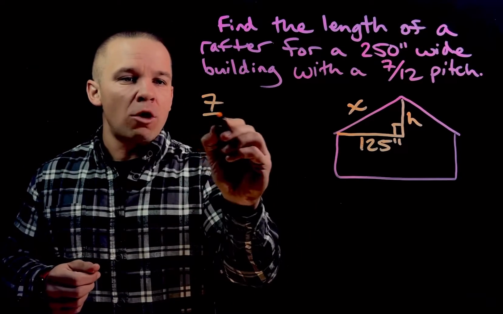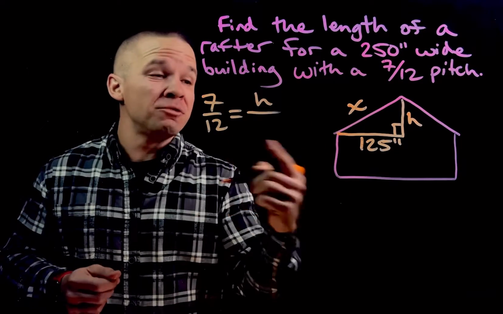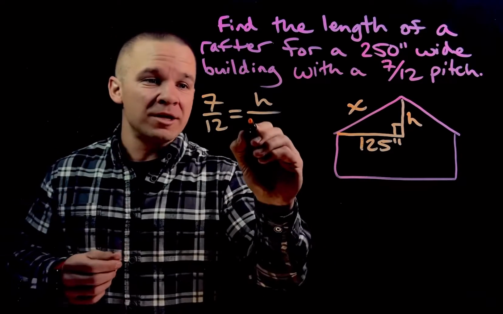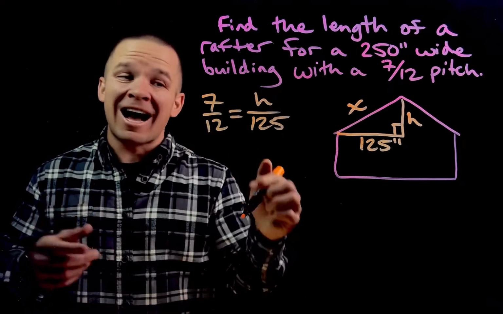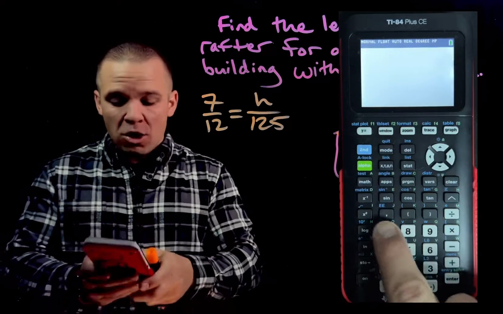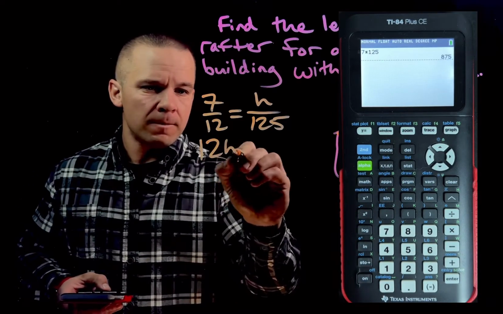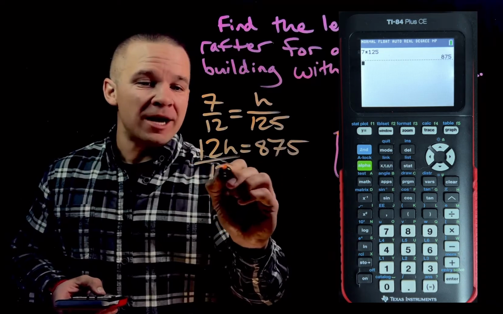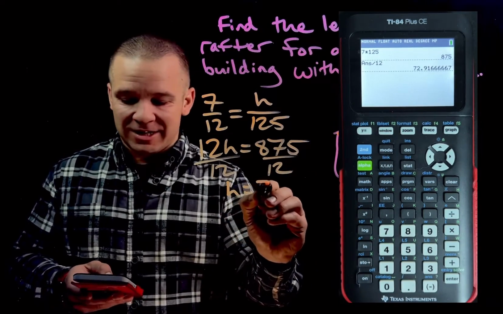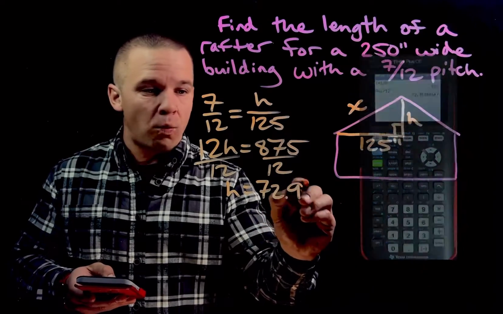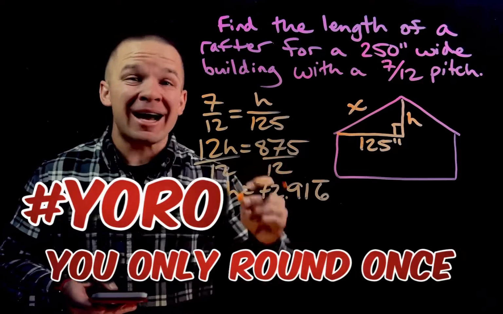I have 7 over 12 is equal to, I don't know my height, but I do know that my run there is 125, right? This is rise over run, that's rise over run. Now, let's cross multiply and solve this thing. We got 7 times 125 is 875. Then I'm going to divide by 12 on both sides. And I get H equals 72.916 repeating.